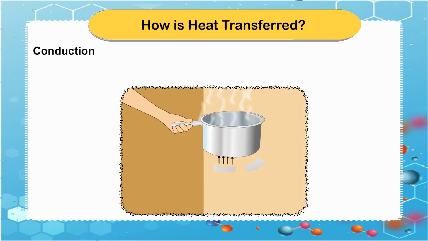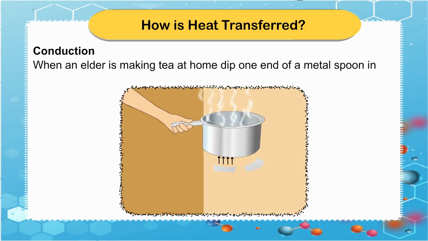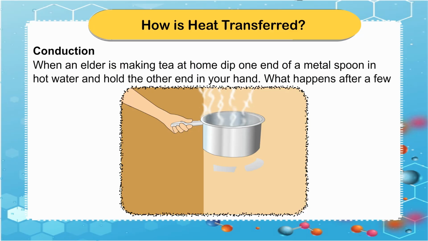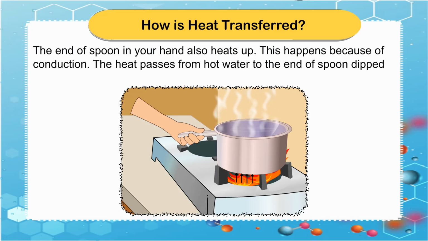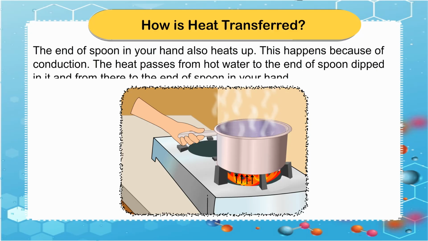Conduction. When an elder is making tea at home, dip one end of a metal spoon in hot water and hold the other end in your hand. What happens after a few seconds? The end of the spoon in your hand also heats up. This happens because of conduction. The heat passes from hot water to the end of the spoon dipped in it, and from there to the end of the spoon in your hand.